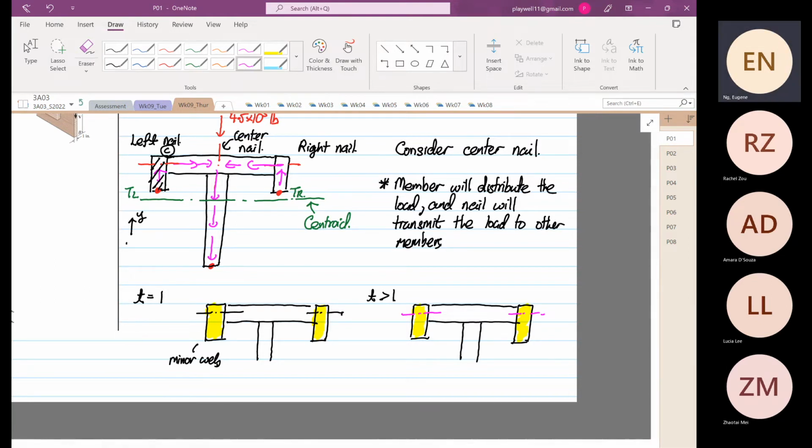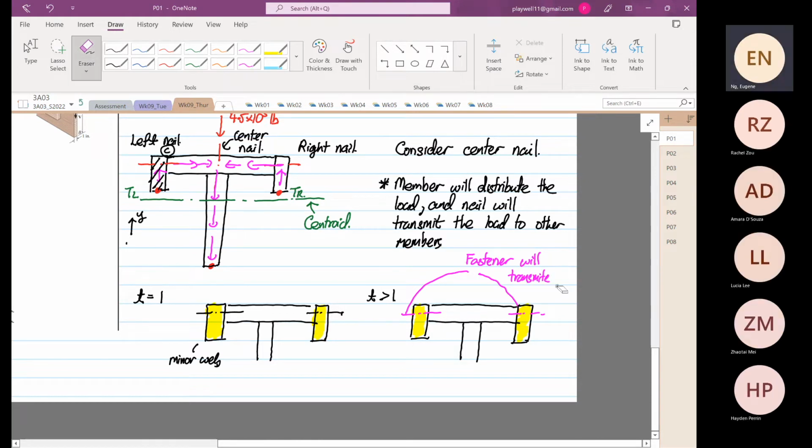So the nail or the fastener will transmit, okay, transmit the load, okay, will transmit the load now. So the fastener now, right, will transmit the load in, I'm going to color in blue, right? The fastener will transmit load.